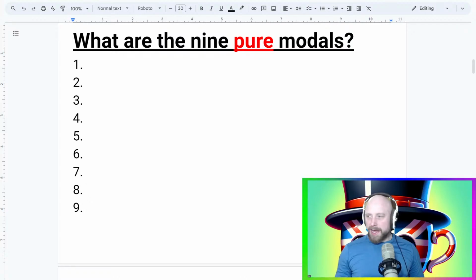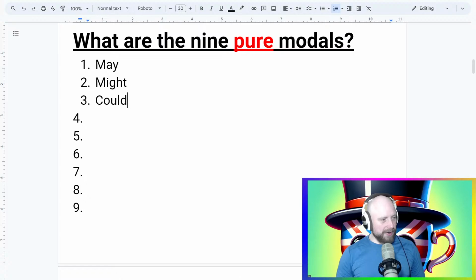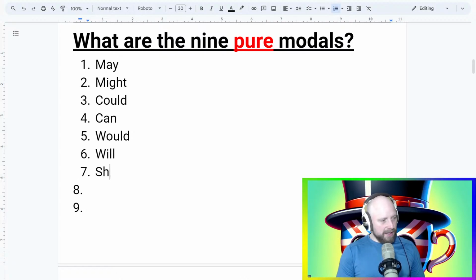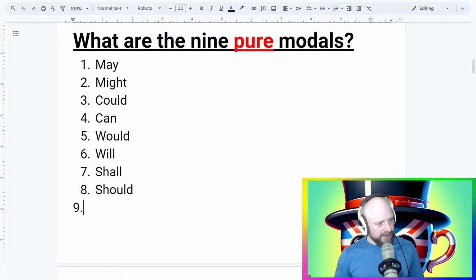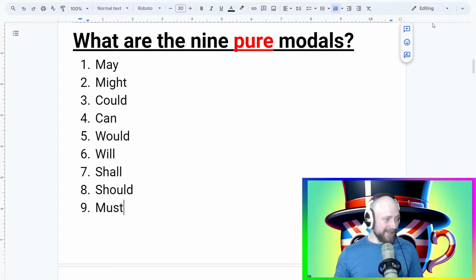Right. Okay, so the 9 pure modals. Let's do it using Anawat's trick. Anawat said the 3 M's, so that's may. Actually, no, I always like to put may, might, and could together, so I'm not going to use Anawat's thing. I'm going to go may, might, could, can, would, will, shall, should, and must. Bingo. There was no cheating there. I just did them all, okay? No cheating. ProfRich did not cheat.